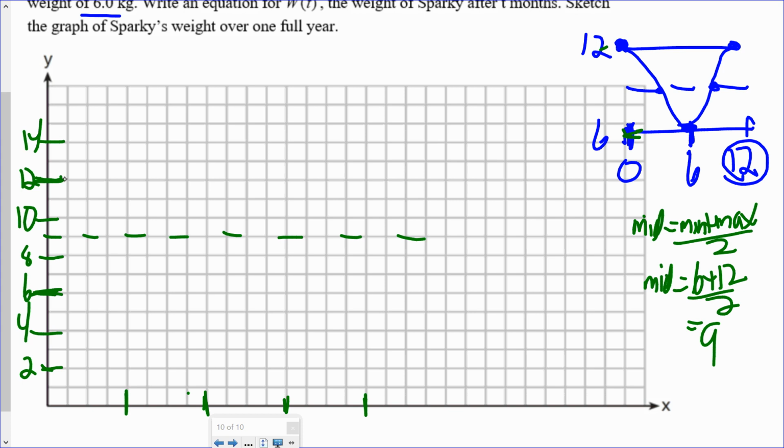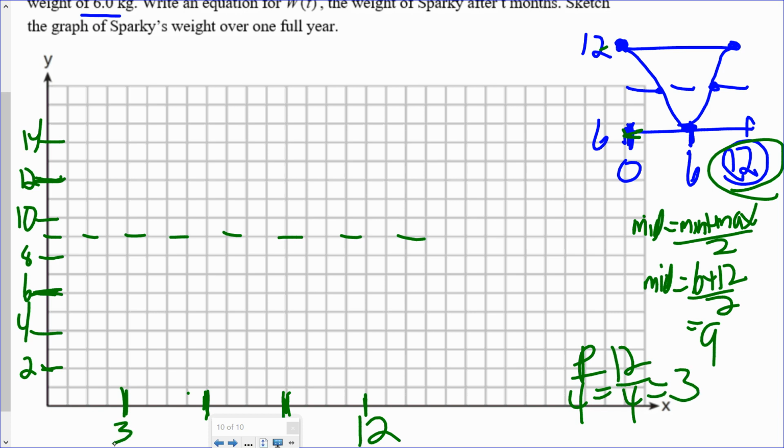My period goes at the end of the 4th dash. If I wanted to fill these in, I don't have to, but if I did want to fill in how much each of these dashes is, I can do the period divided by 4, which would be 12 divided by 4, which is 3. So each dash is 3. Again, you don't have to do that for this example, but if you wanted to, that's what you would do.